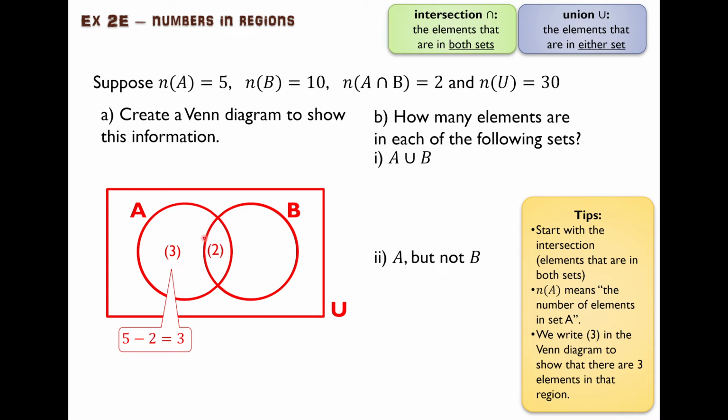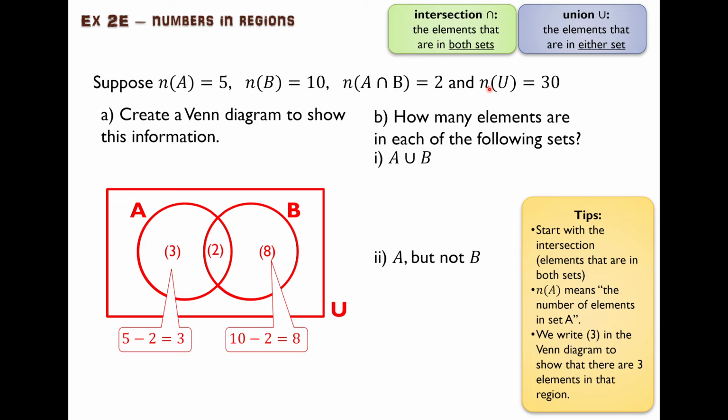We can use similar thinking to get the number of elements in B. So we know the number of elements in B altogether is 10. So this yellow circle, there are 10 elements in that yellow circle. Out of those 10 elements, 2 of them are in the middle. So how many elements are in this moon shape? 10 take 2 is 8. Just to check, inside this B circle, I've got 2 elements here, 8 elements there, 10 elements in that circle. So that checks out, that works.